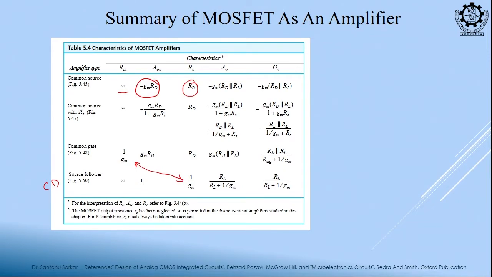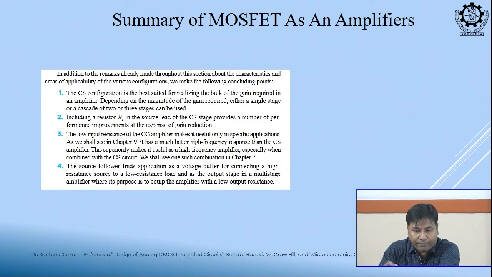Okay. So, this is a summary of characteristics. The common source configuration is best suited for realizing the bulk of the gain required in an amplifier. So, it can be used as an intermediate voltage gain block, either a single stage or a cascade of 2 or 3 stages. So, this CS stage can be used as a single stage amplifier or as an intermediate block of a cascade amplifier. If we include RS, what will happen? The dependence on GM will reduce. Gain is reducing, but my dependence on GM is also reducing.